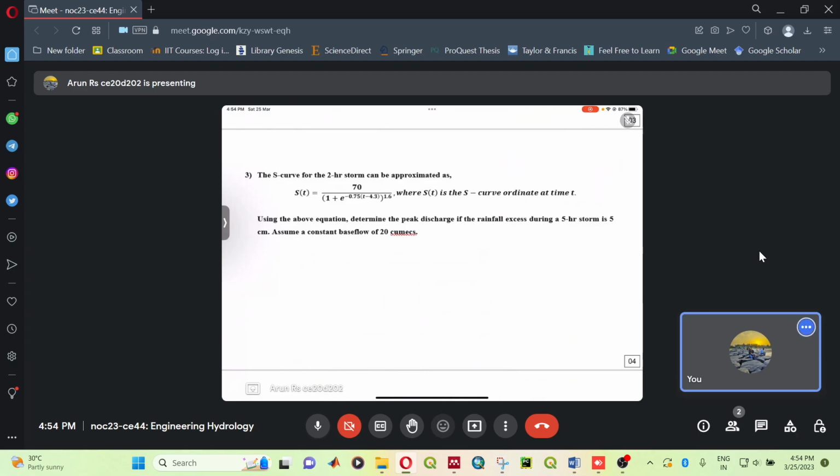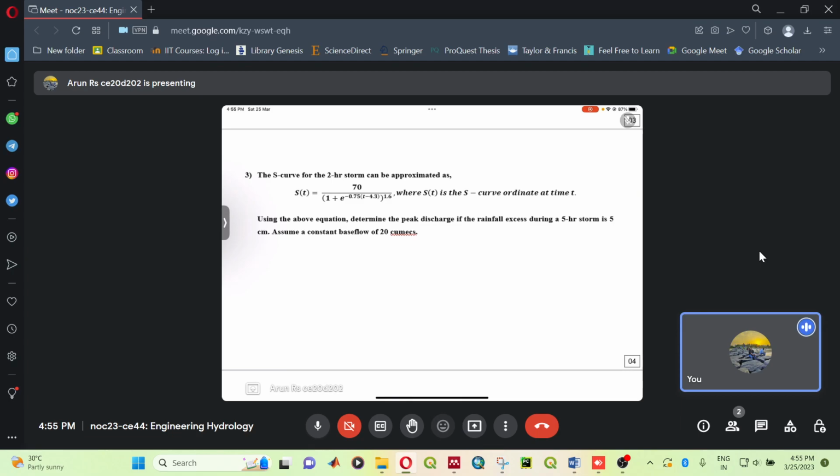Here, the S curve for the 2-hour storm is approximated as S of t is equal to 7t divided by 1 plus e power minus 0.75 into t minus 4.3, whole power 1.6. Here S(t) is the S curve ordinate at time t. So from the S curve graph, we have that curve. They have found out the equation of that, and they have given it in the question, and this corresponds to a 2-hour storm.